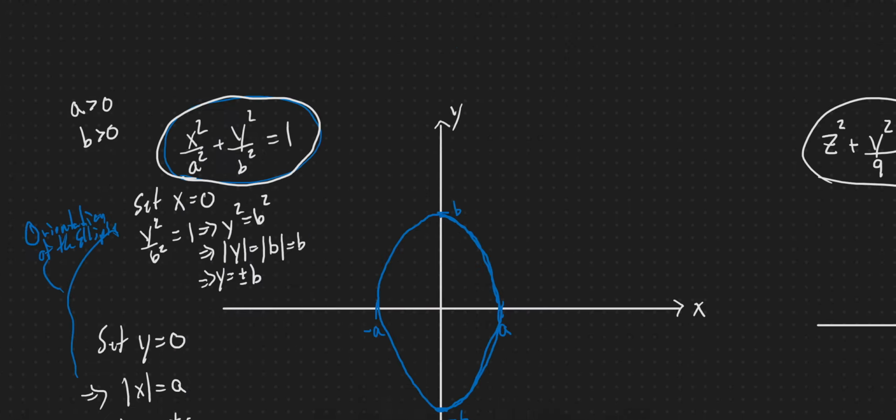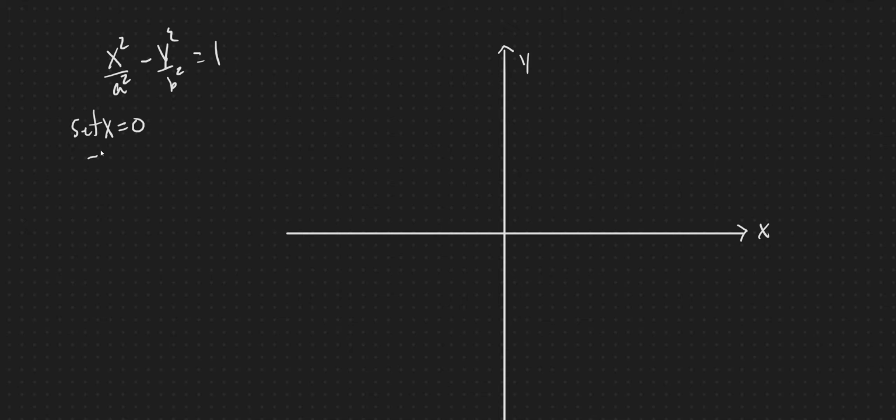Okay, so like I said, I'm going to set x equal to 0 and see what I get out for y. We'll be left with negative y squared over b squared is equal to 1. I can solve that for y squared equals negative b squared. And this is an issue. I don't know if you recognize it right now. I'll work through why this is an issue.